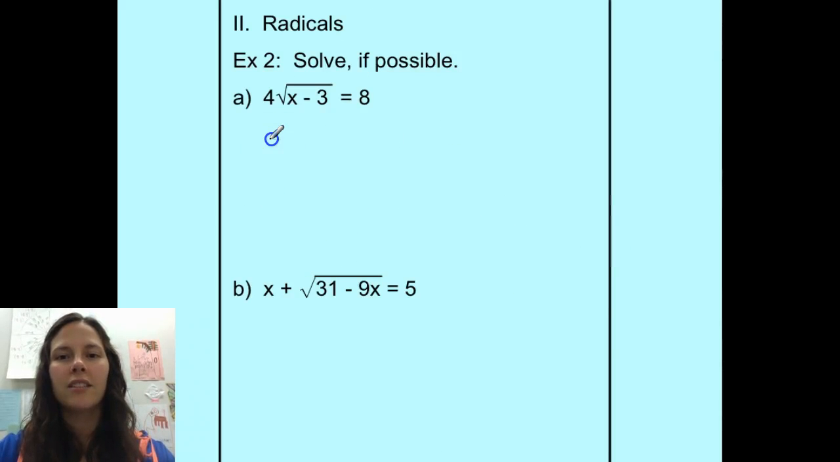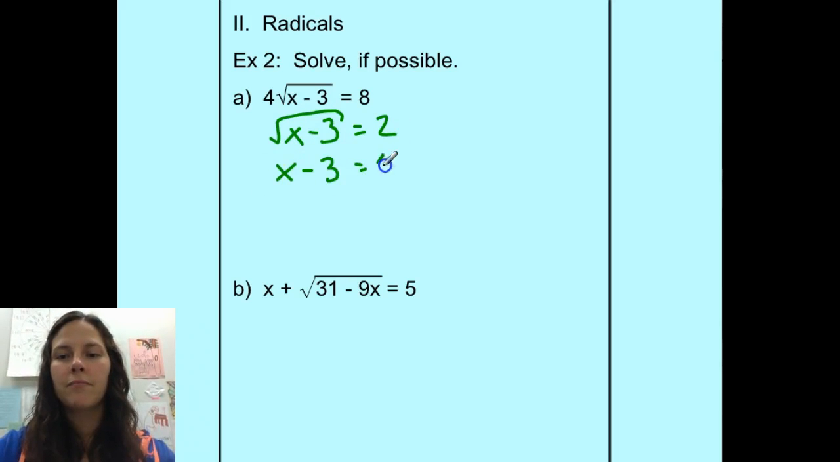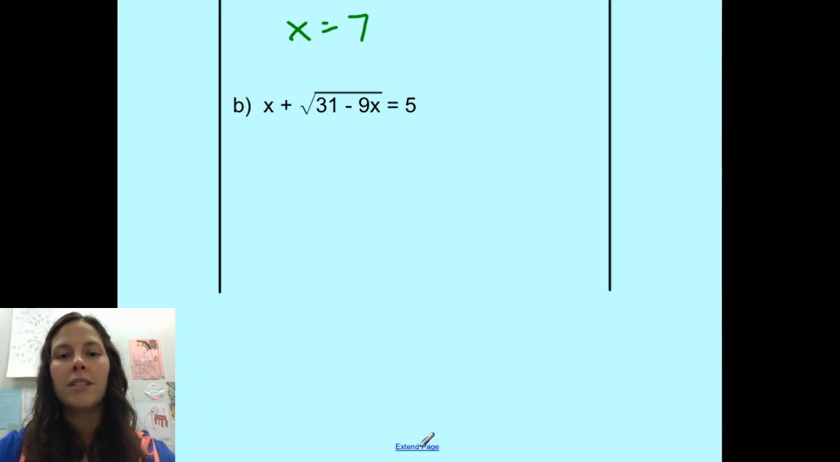Next, solving radicals. Similar to absolute value, you want to isolate the radical, dividing both sides by 4, and then square both sides. Finally, add 3. For part B, we still want to isolate the radical. This time we have 5 minus x.